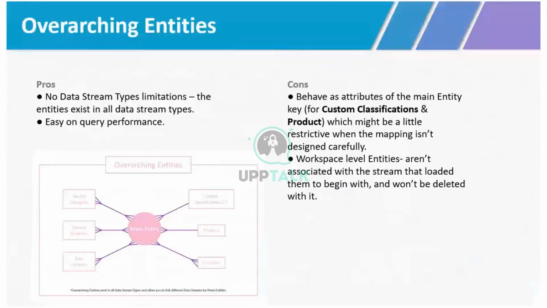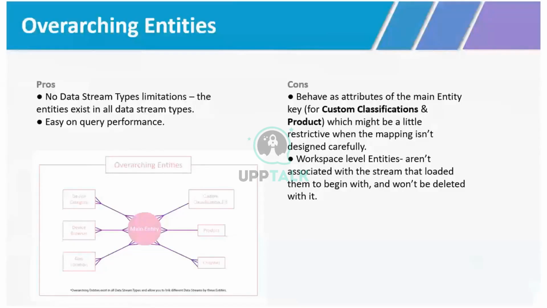Let me find a good pick and I will show you. The overarching entities are basically custom classifications. Those are some of the overarching entities. Then we have a device category, device browser, geo-targeting, product and channel as overarching entities.